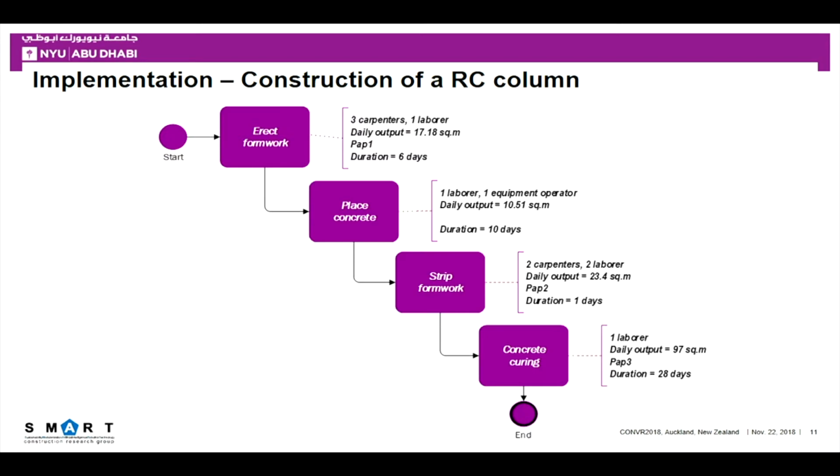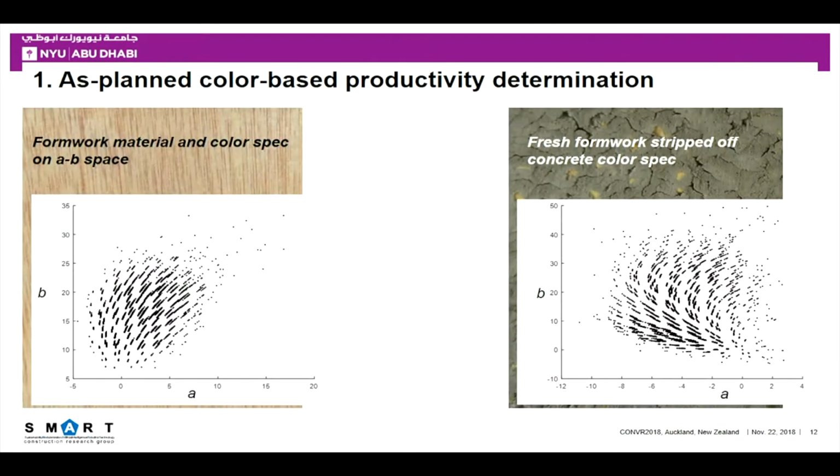How do we get those points? This is how we get it. For example, we put these two materials. This is what we use for formwork. That's the timber surface.